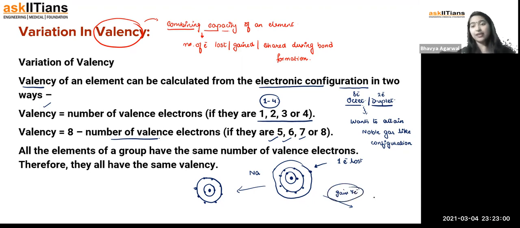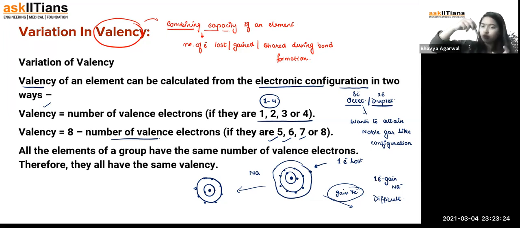Now, gaining 7 electrons is actually a difficult task. Why is it difficult? Because the moment you gain one electron, sodium will get a negative charge. To that negatively charged atom, you are giving one more electron. Then to that two-negatively charged element, you are giving one more electron, and you keep on giving that. You know that like charges repel each other.